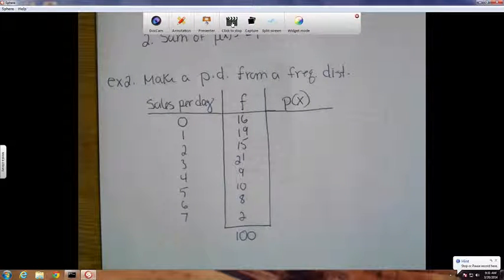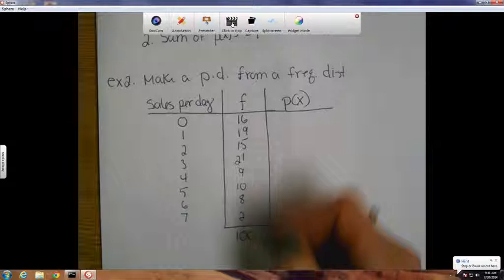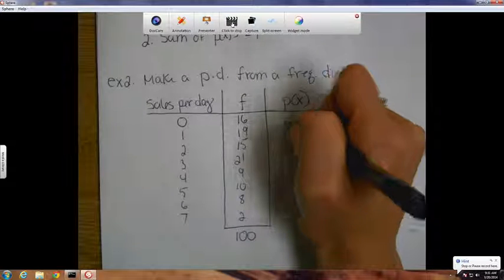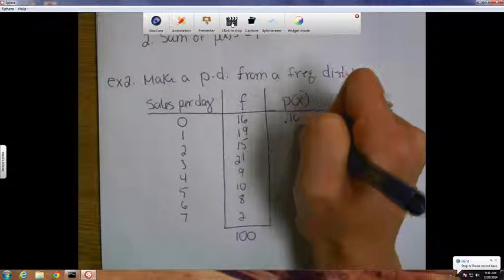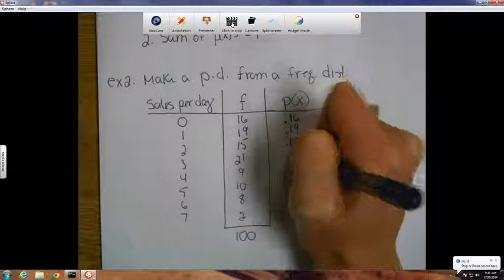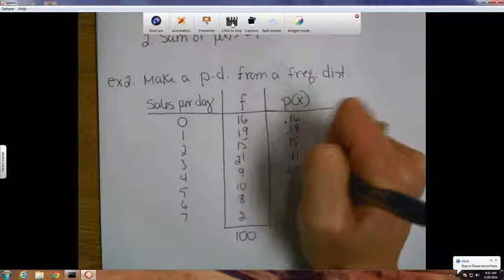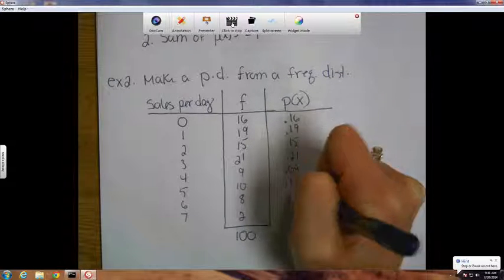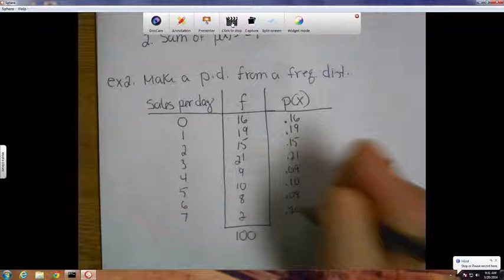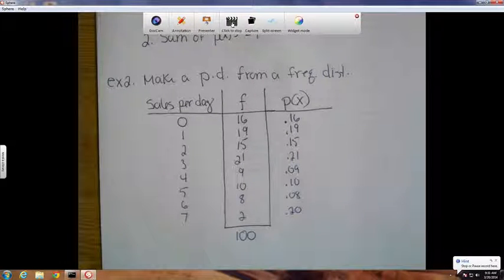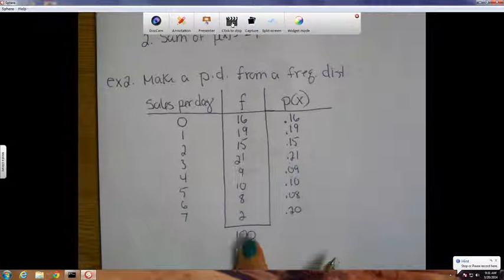There it is, Ashley. It's just that hard. What did you want to say there? Divide frequency by the total. So this one's easy. It's 0.16, 0.19, 0.15, 0.21, 0.09, 0.10, 0.08, 0.20. The one in the homework, probably you're going to have to add those up, and it's not going to be 100, and you're actually going to have to divide and figure it out. But that's a probability distribution.